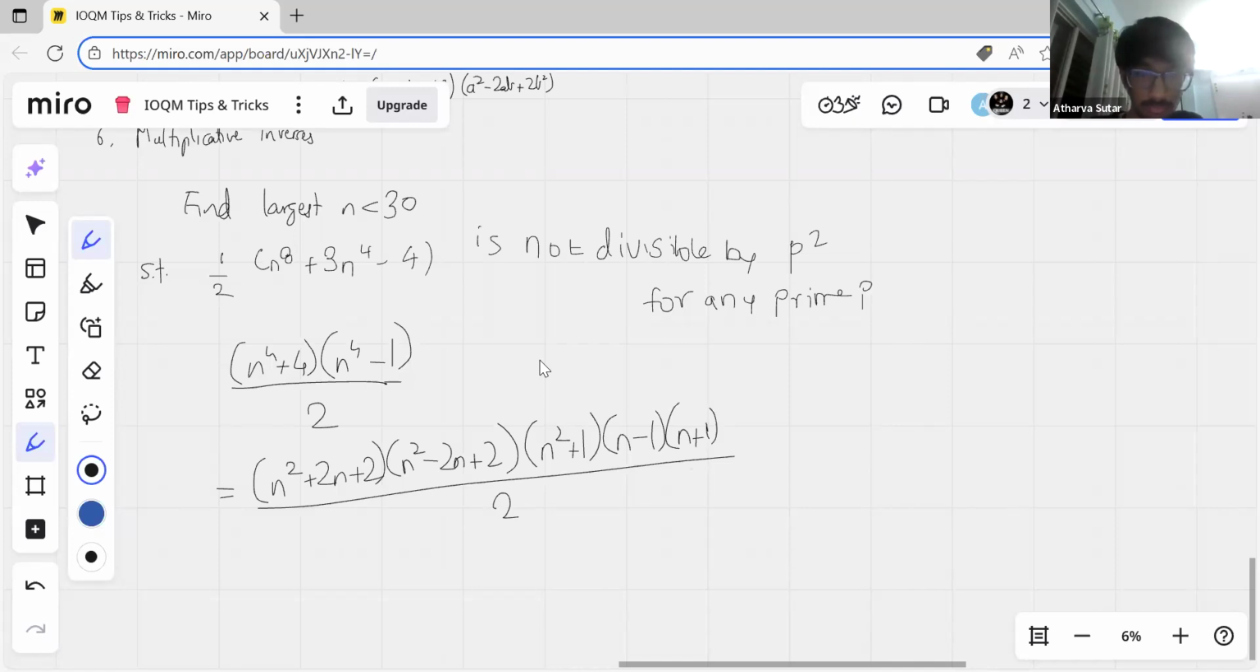Do we look at 2? Yeah, so first you look at 2. Assume n is odd. Then n squared plus 1, n minus 1, and n plus 1 are all even. So this whole thing will be a multiple of 8, so after you divide by 2, the whole thing will be a multiple of 4. So you get that n has to be even.